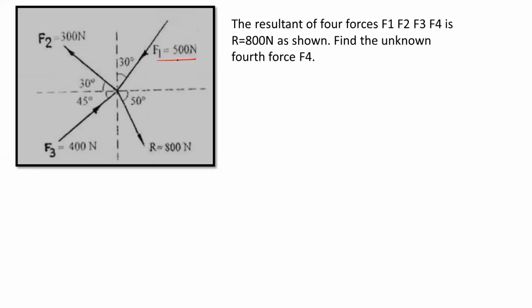F1 is given, which is 500 Newton. F2 is given 300 Newton. F3 is given 400 Newton. Okay, but we don't know the value of the F4 force and also its angle with respect to x-axis or y-axis. So we have to find out force F4, that is its magnitude, and the angle of F4, that is theta 4, with respect to x-axis or y-axis, and the resultant is also given, that is 800 Newton.